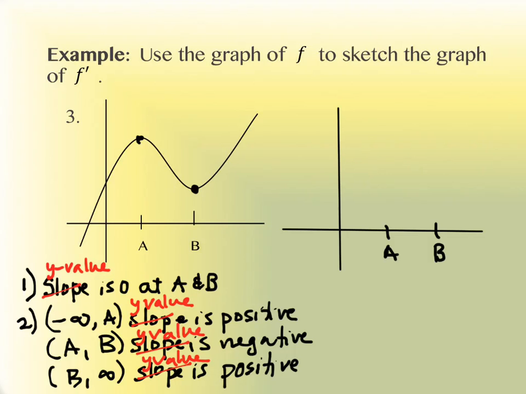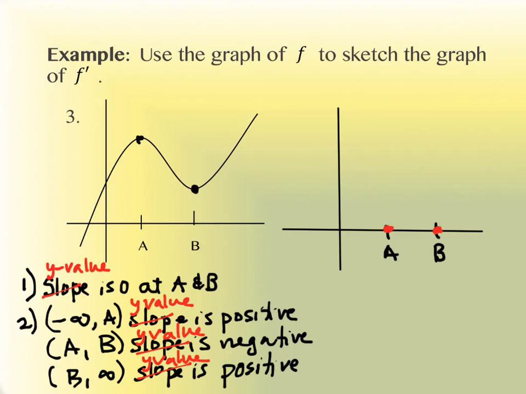All right, so the first statement said, originally, the slope is 0 at A and B. Now, written in red, it says the y value is 0 at A and B. What does it look like for a y value to be 0? It's the x-axis. So point A and point B are now x-intercepts, because those are points where the y value is now 0. So the slope was originally 0. Now the y value is 0.